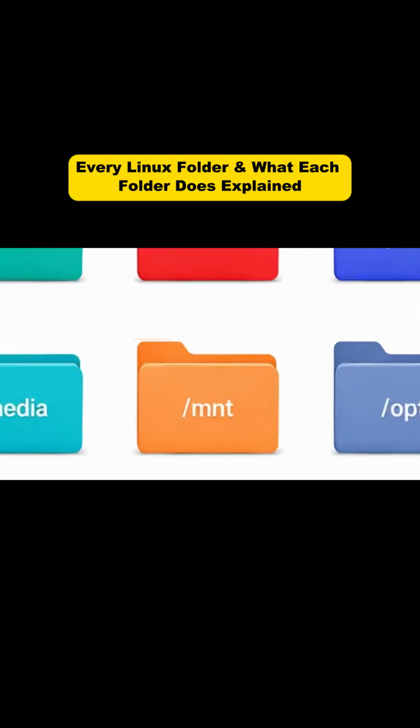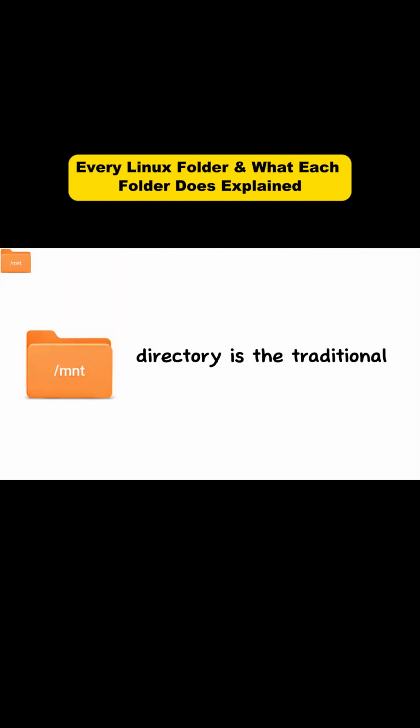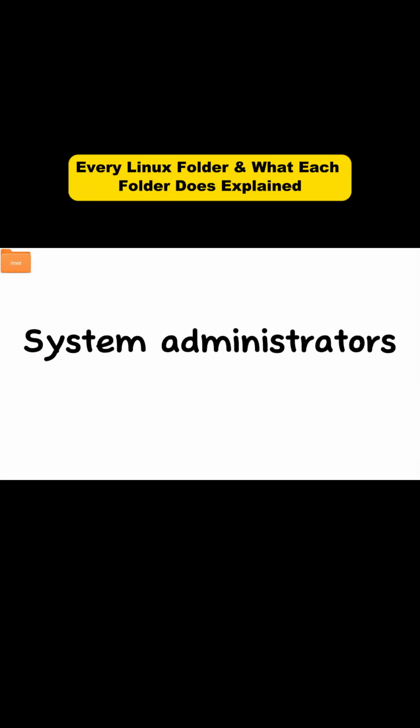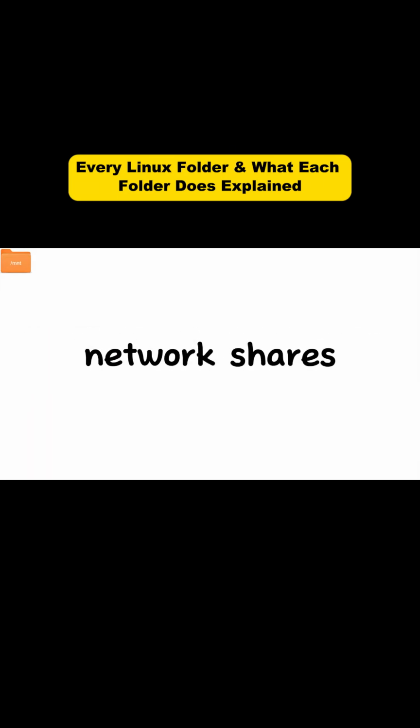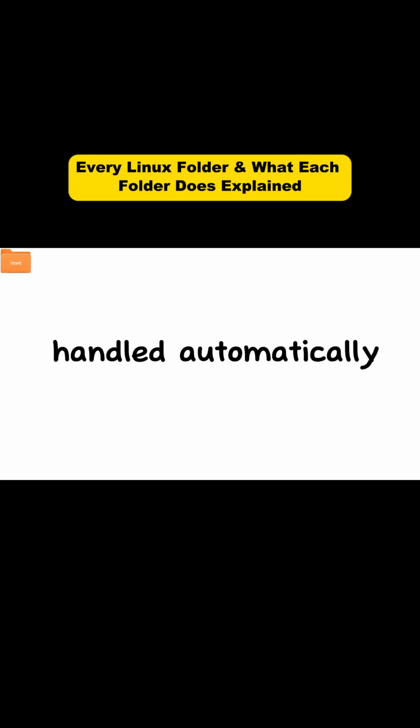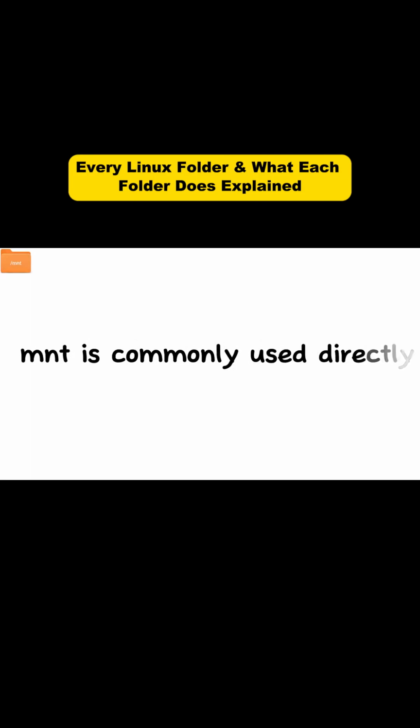The mnt directory. This directory is the traditional location used for manually mounting file systems. System administrators often mount secondary drives, network shares, or disk image files here when they need temporary access. Unlike media, which is usually handled automatically by the desktop environment, mnt is commonly used directly through terminal commands and manual system management.